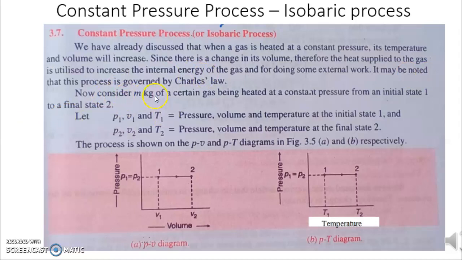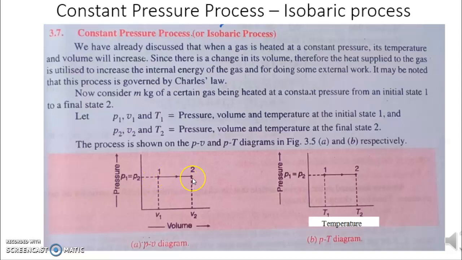Now let us consider m kg of a certain gas being heated at constant pressure from initial state 1 to final state 2. P1, V1 and T1 are the pressure, volume and temperature at initial state 1. P2, V2 and T2 are the pressure, volume and temperature at the final state 2. The constant pressure process is drawn on PV and PT plots.